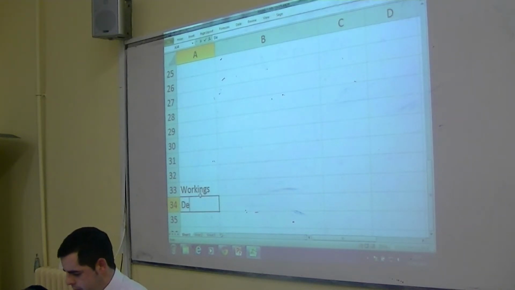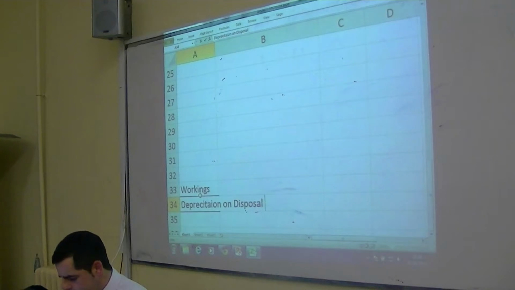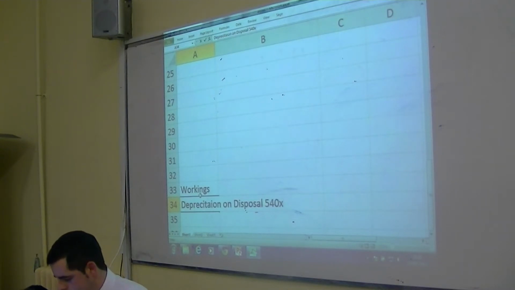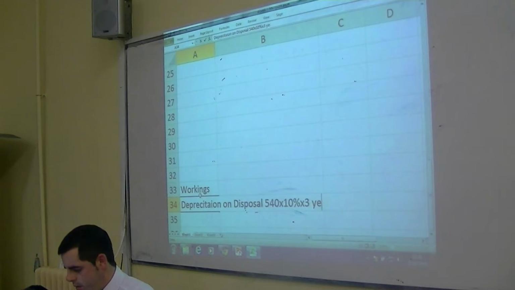So we're saying, right, depreciation on disposal. So it cost us 540, isn't it? And it's going to be at 10%. And it's going to be for 3 years. So what's that come to?